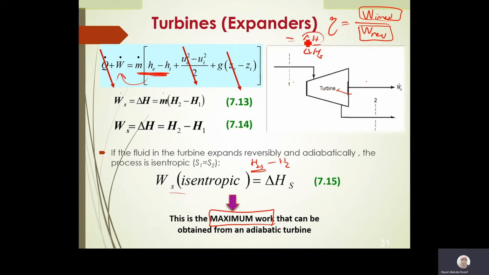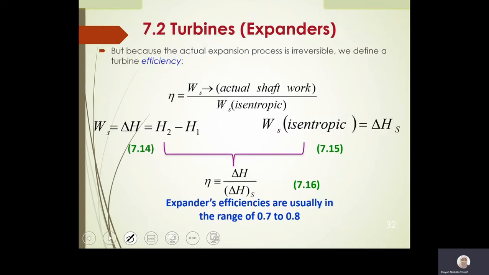Delta H here represents the change in enthalpy based on the actual process, while delta HS represents the reversible process, which is the reversible adiabatic process in this case, which is isentropic. That was clearly mentioned here in the efficiency equation. Delta HS is the isentropic, and that's why it is this ratio. Now, for your information, the efficiency of turbines and expanders normally ranges between 0.7 and 0.8. This is what you have in reality. This is the range of the efficiency.